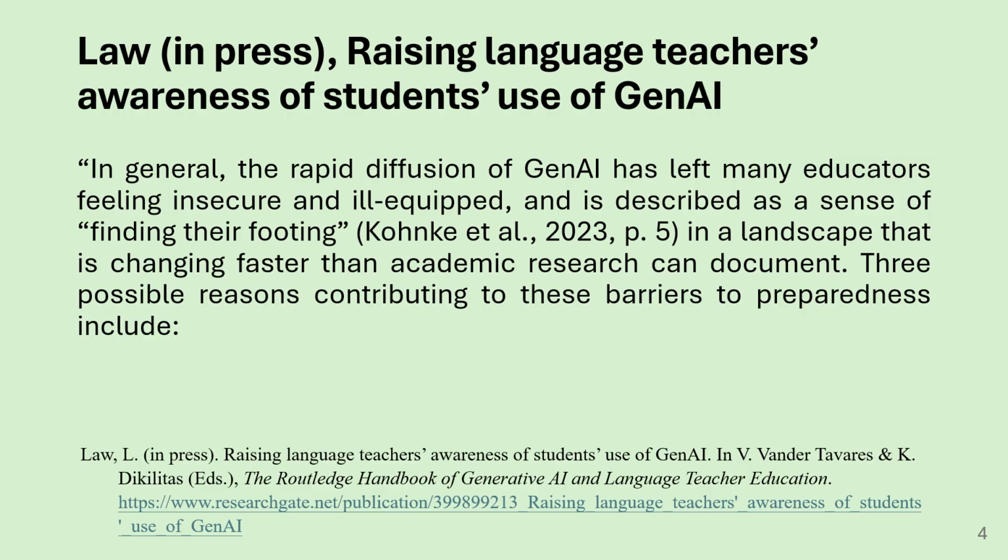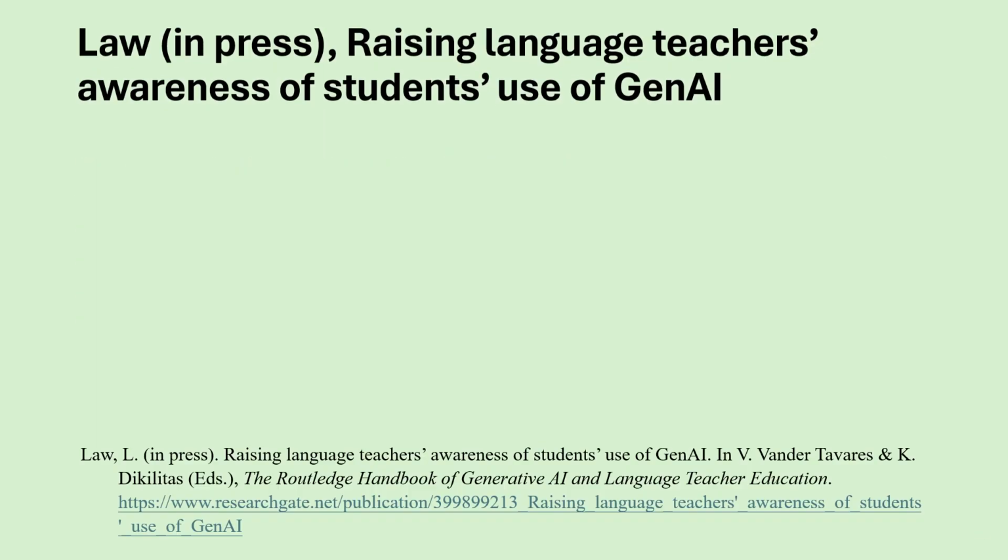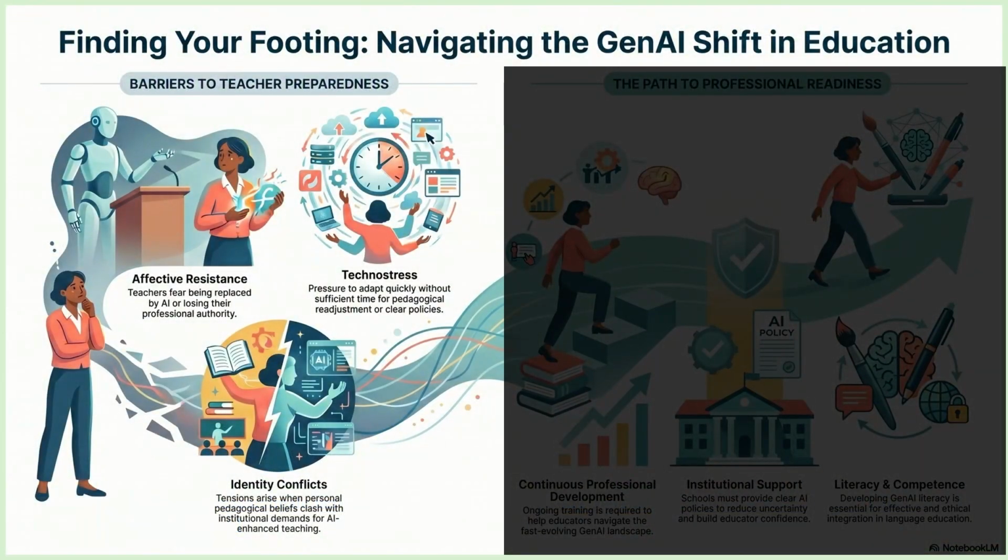Basically, this paragraph. In general, the rapid diffusion of GenAI has left many educators feeling insecure and ill-equipped, described as a sense of finding their footing, in a landscape that is changing faster than academic research can document. There are three possible reasons contributing to why teachers are feeling a barrier in this AI preparedness. And of course, I got help from NotebookLM to give me these very amazing looking pictures. So there are three things, basically.